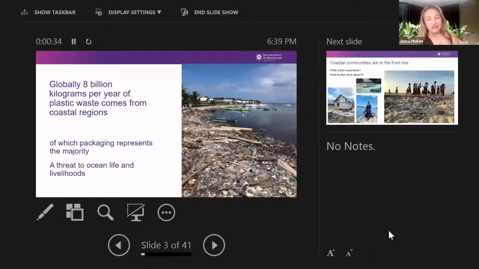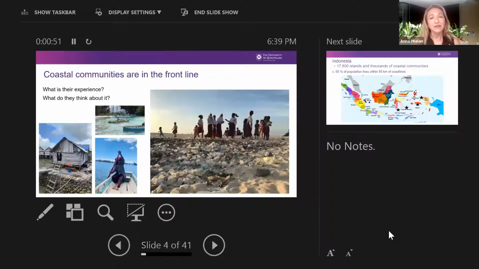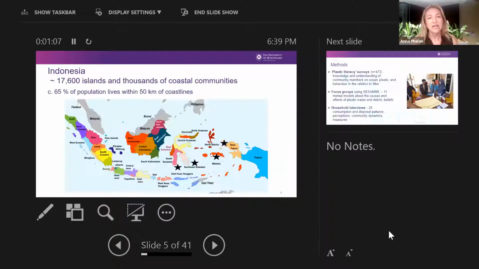So Stephanie mentioned the statistics are pretty dreadful, and a lot of plastic waste leaks into the ocean every year, predominantly from coastal regions. And interestingly, the majority of it is packaging. Of course, this threatens livelihoods, marine life, and also ecosystem production and function. The communities in the remote regions are really on the front line, and their experience and their perception of the issue is what we were looking to find out and really understand better.